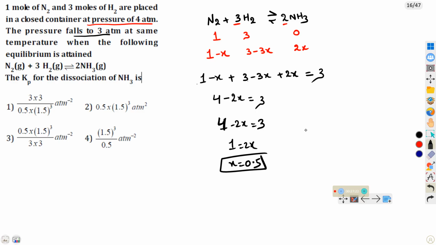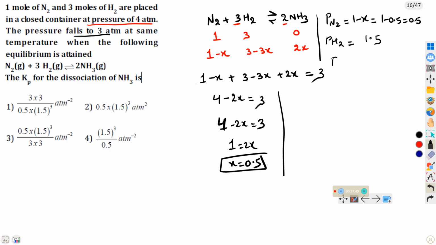Based on that, calculate partial pressure of N2. Partial pressure of N2 is equal to 1 minus X, that is 1 minus 0.5 is equal to 0.5. After that, partial pressure of H2. In a similar way, substitute X value and calculate. Partial pressure of H2 is 1.5. Partial pressure of NH3 is 1.